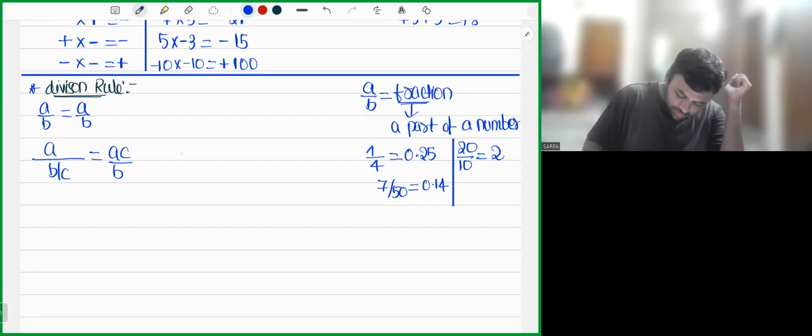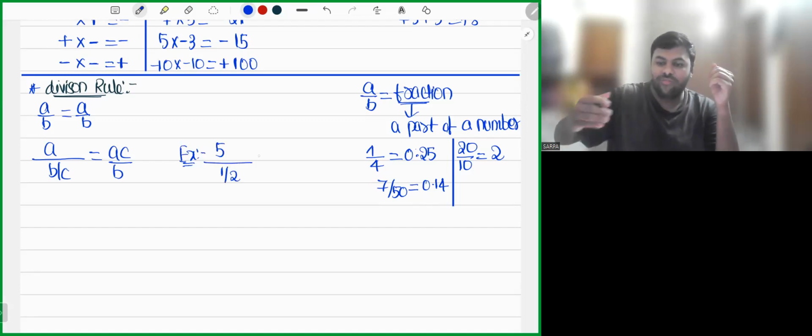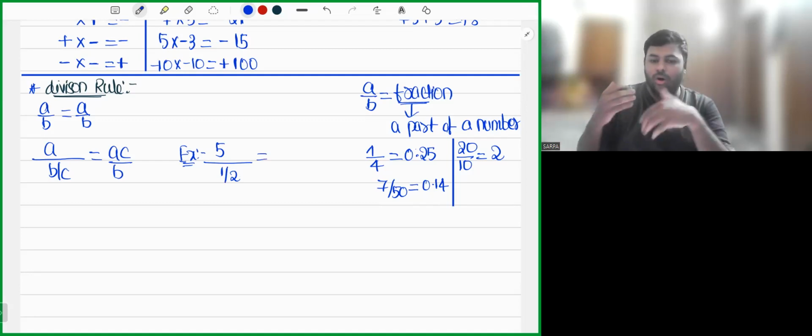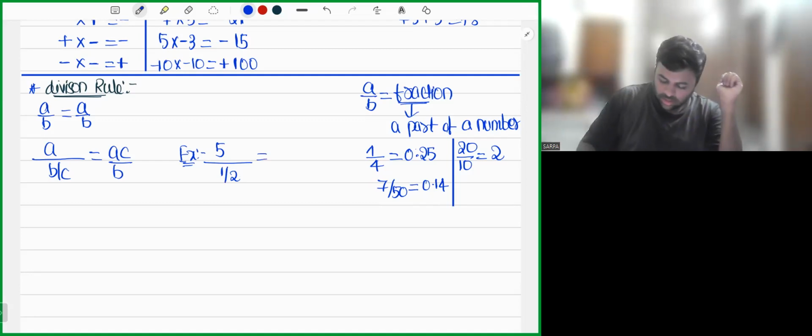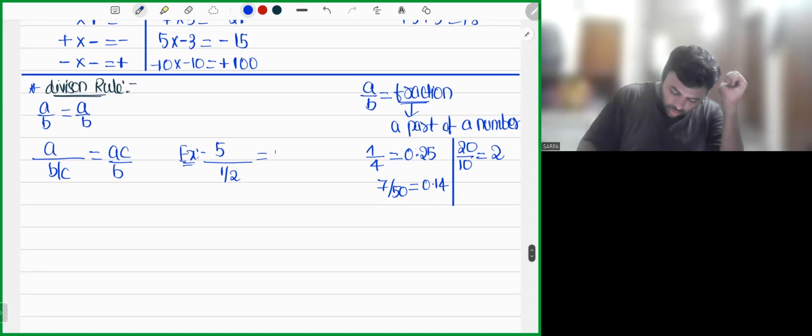Say for example, I have 5 whole divided by 1 by 2. It means 5 is divided into half parts. If I divide 5 into half parts, how many parts am I going to get? 5 can become how many halves? 10 halves. Or else you can simply write 5 into 2, 10.